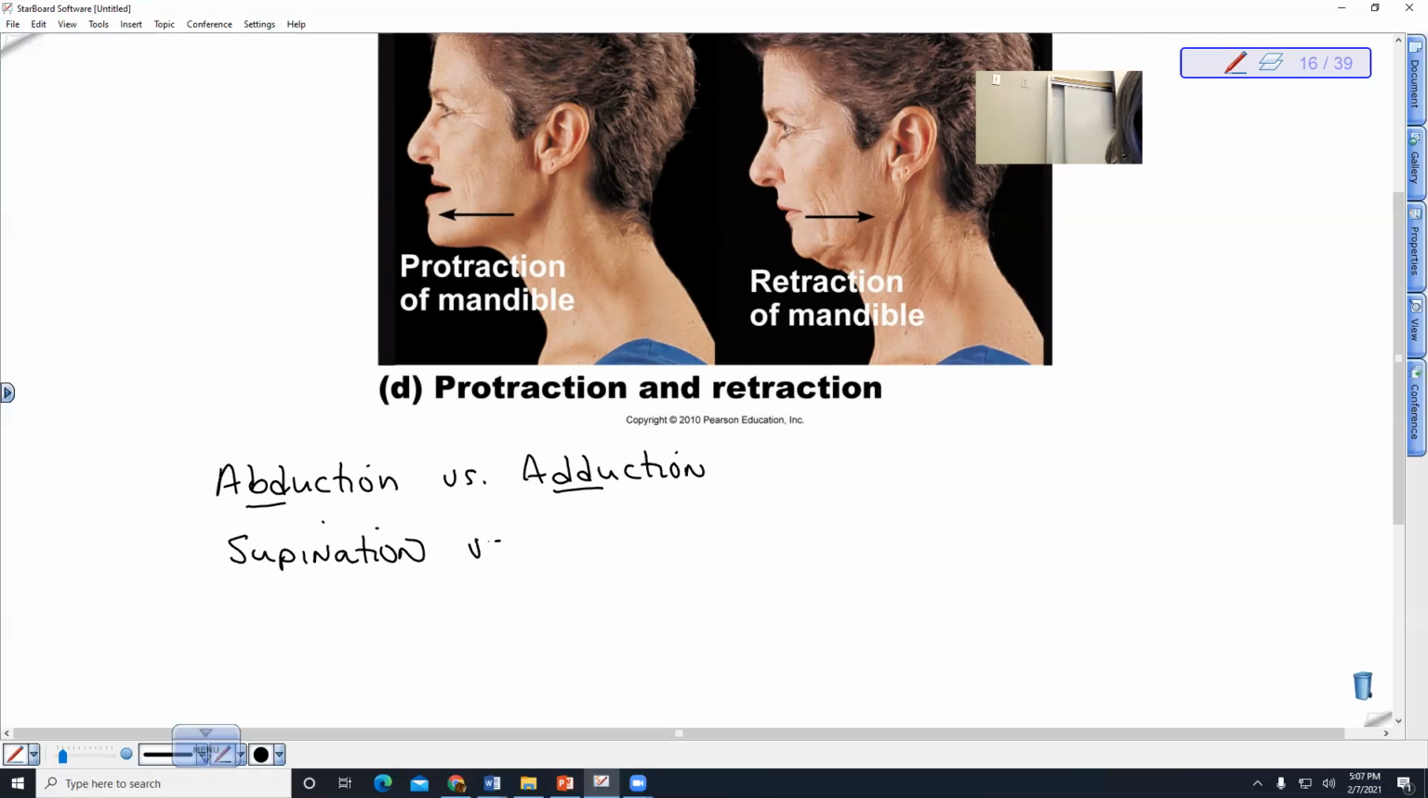And this is versus pronation. Pronation would be turning my palm down. So I can supinate and pronate at my radio-ulnar, my forearm joints. Okay, so that's an introduction to some of the movements that we'll be talking about.